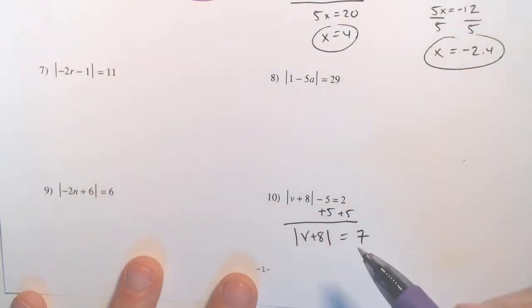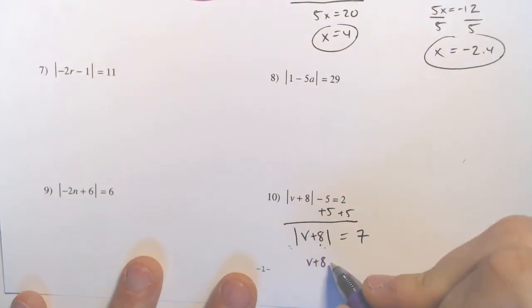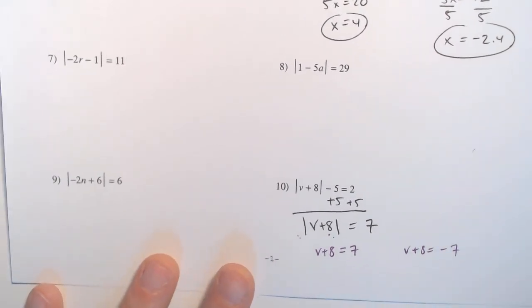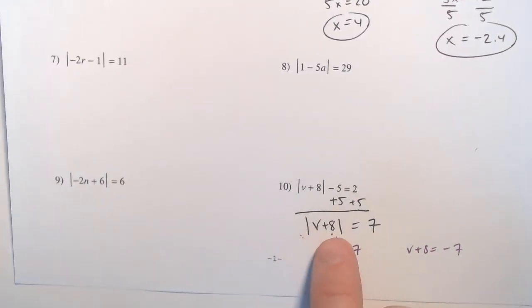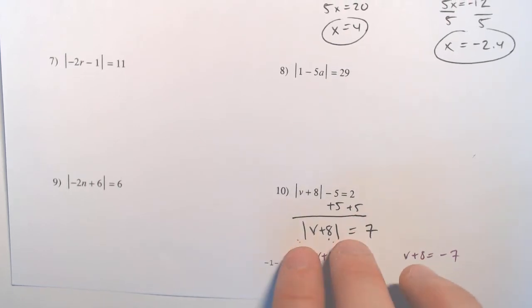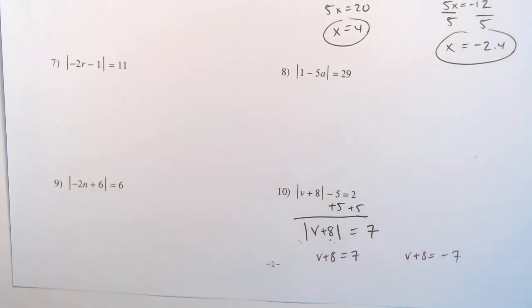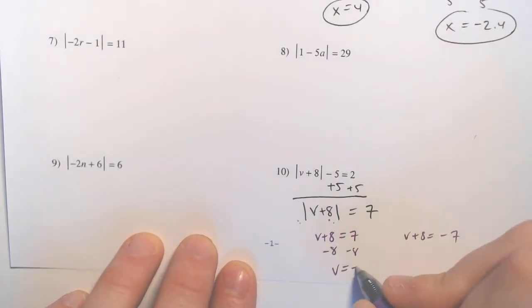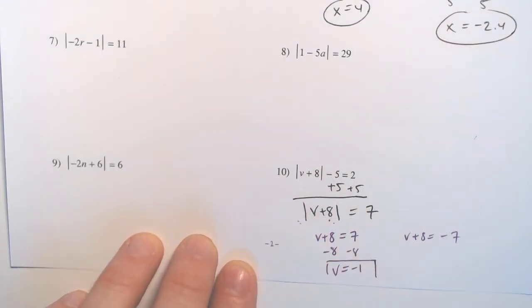And then, once the absolute value bars are by themselves, then, ladies and gentlemen, you can do v plus 8 equals 7 and v plus 8 equals negative 7. It is not until after the absolute value bars are by themselves with something in the inside that you can do that. You solve both, subtract 8, v would equal negative 1, and subtract 8, v would equal negative 15.